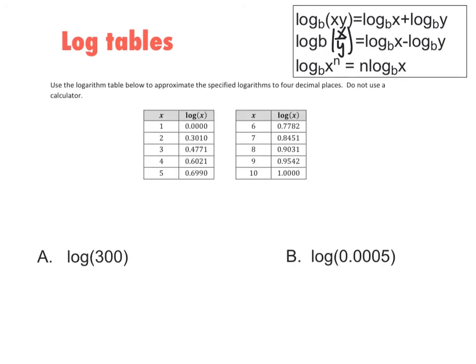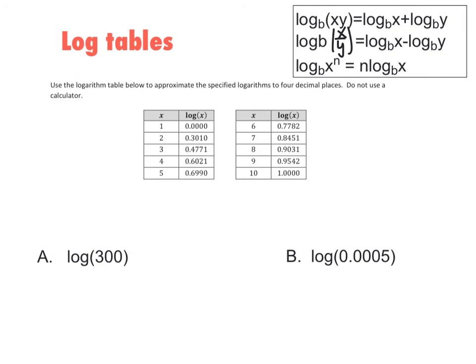Now, way back, before they let you use calculators, they used to give you these tables upon tables of logs, called log tables. So the Common Core has thrown these back at us. So it says use the logarithm tables below to approximate these logs to 4 decimals. Do not use a calculator. Alright, so simple enough. You just have to replace 300, but you have to use these numbers. You either have to use 1 through 5 or 6 through 10.